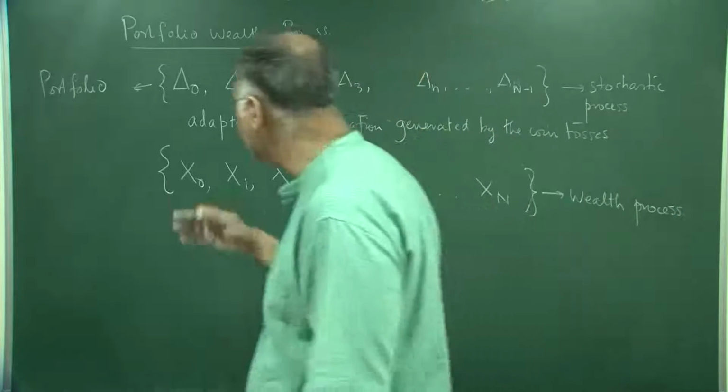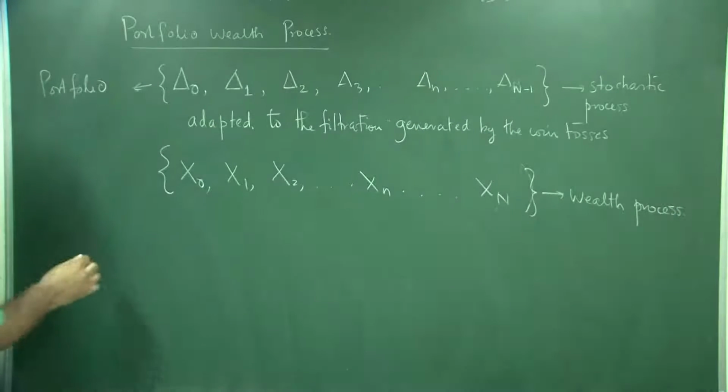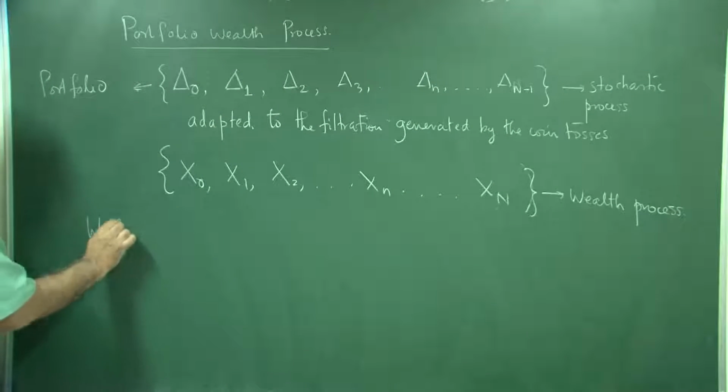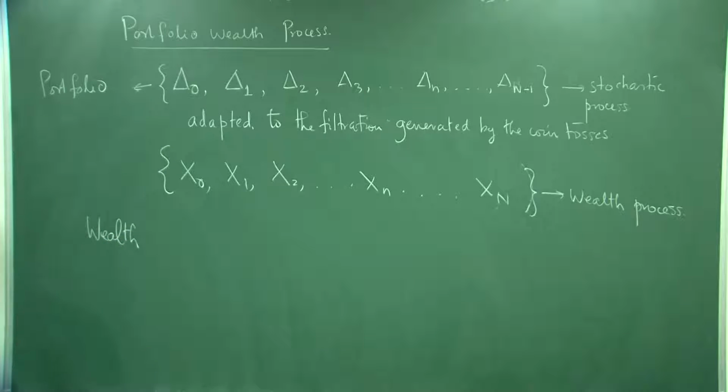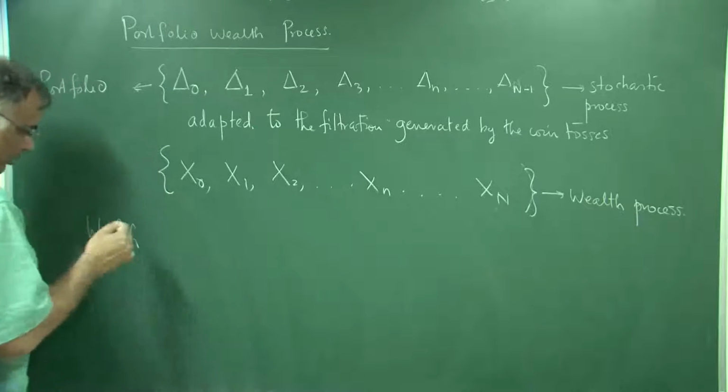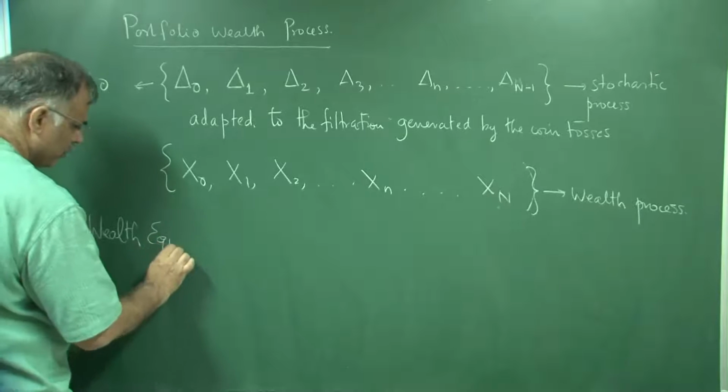So, that gives us something called a wealth equation. What is the wealth equation? It gives the worth of the portfolio at period n. So, it is called the wealth equation.